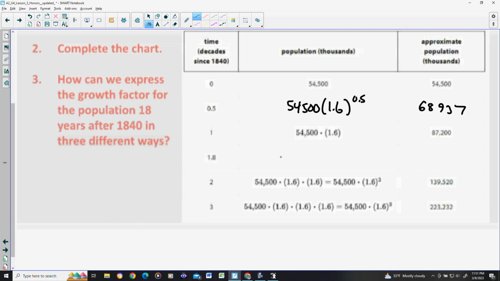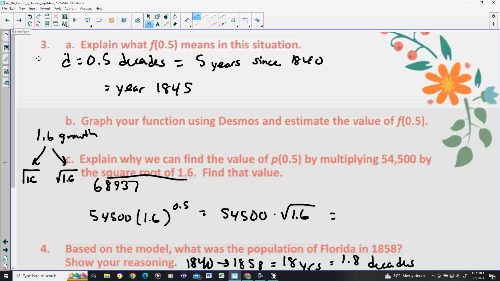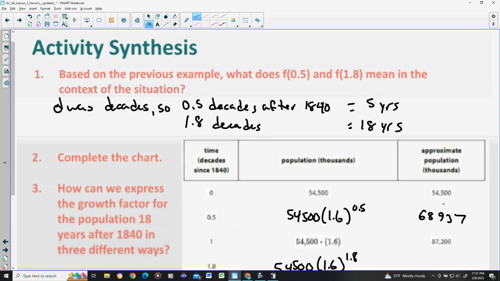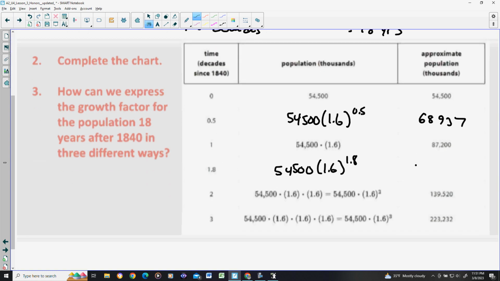And then finally here, 54,500 times 1.6 to the 1.8 power. And now what is that number? It was 127,002. And again, that's in line because it follows the pattern of the numbers that we see.